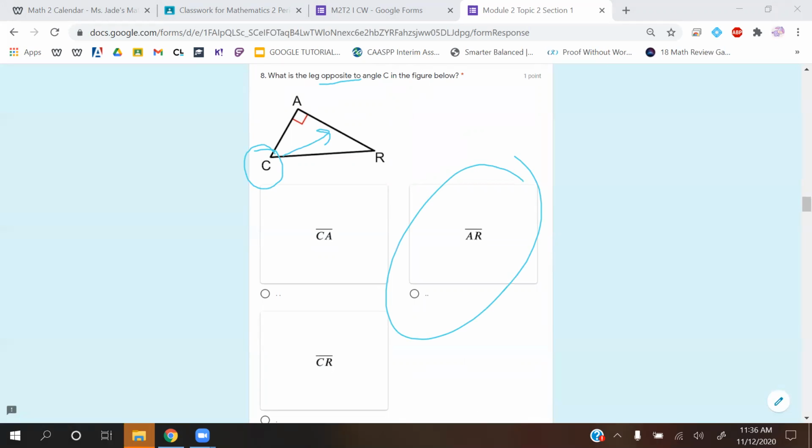So 8 is AR. Also, I would appreciate if somebody types in the chat, somebody can read it to me because I'm just not going to see it. And thank you for doing that.